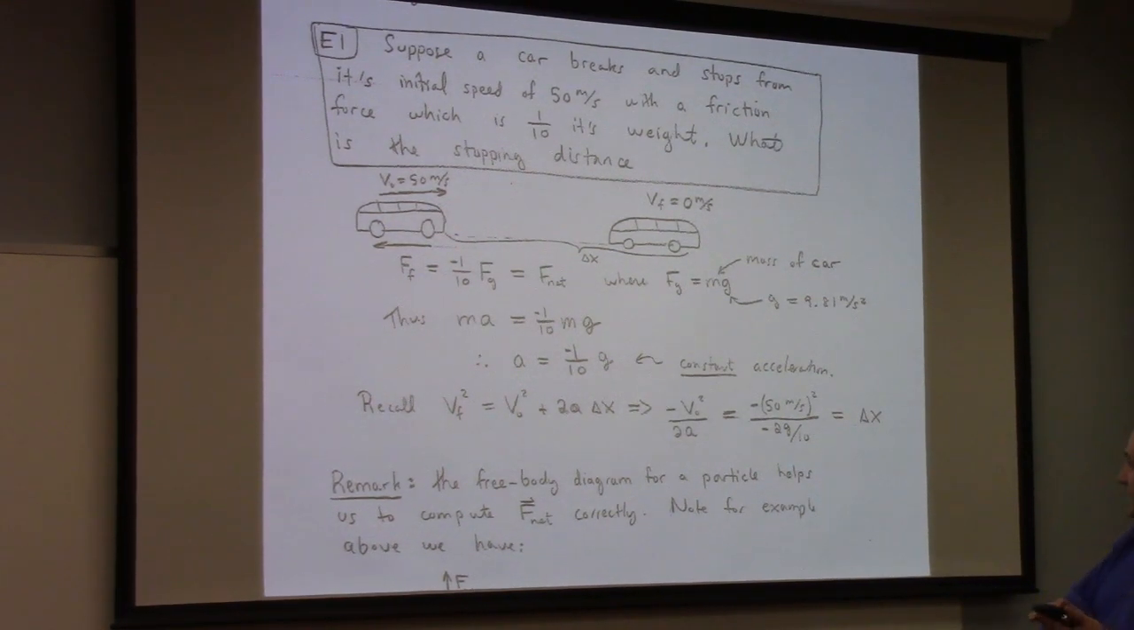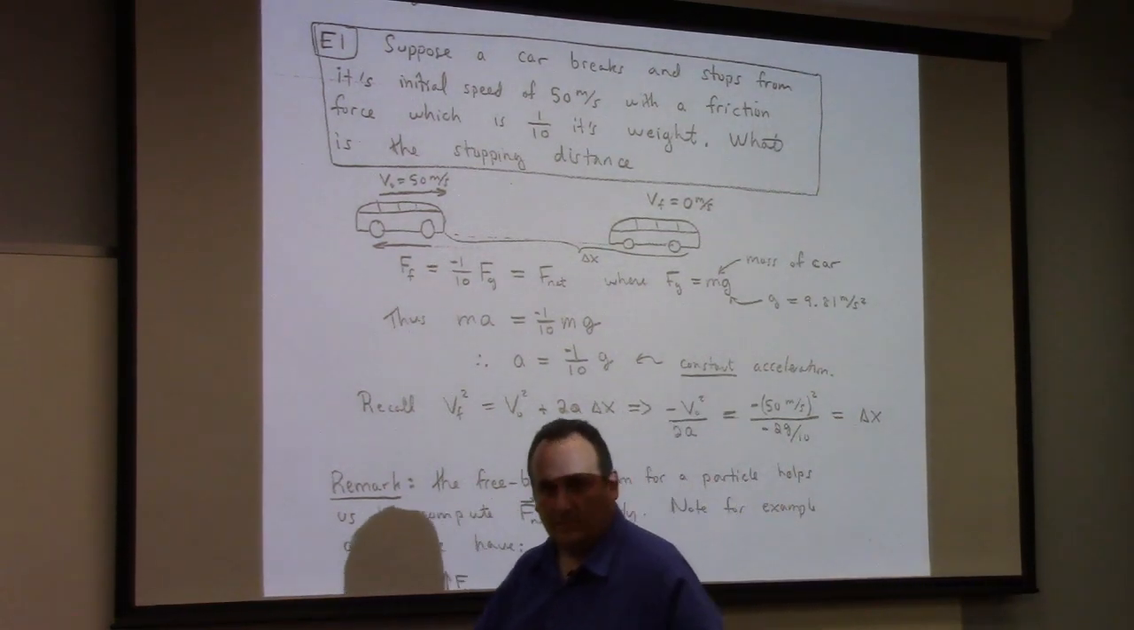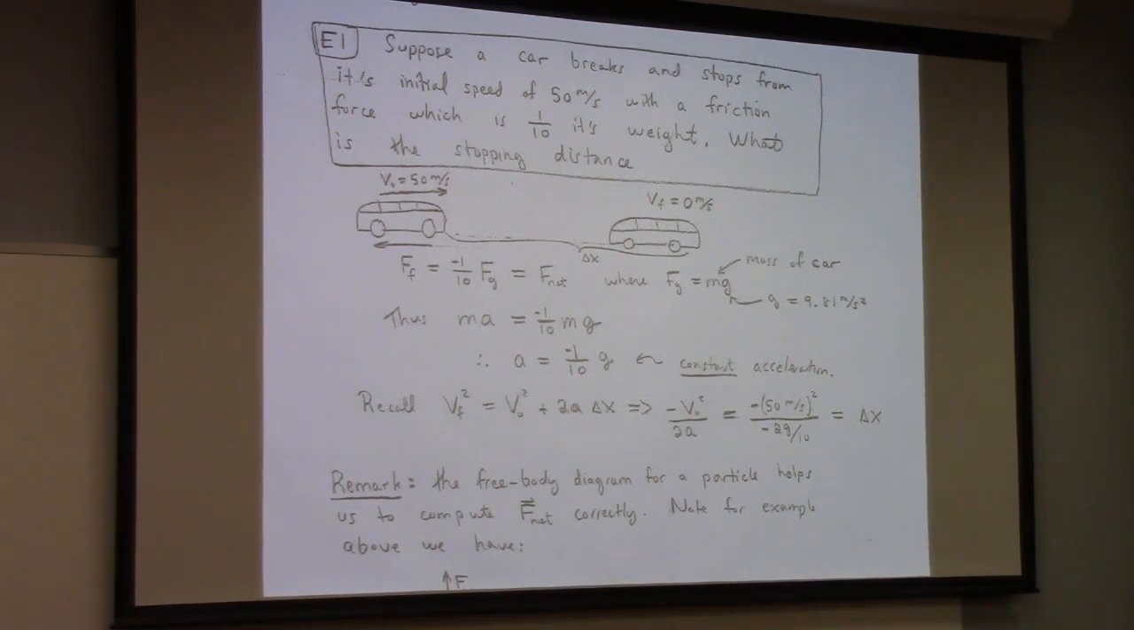Oh, there's a square. Multiply by 10. Divide by 2. Divide by 9.8. I get basically 1,275.5 meters. So, whoa. That's like a 1.2 kilometer stopping distance. That's not too good, is it? That's pretty bad. So, not good.